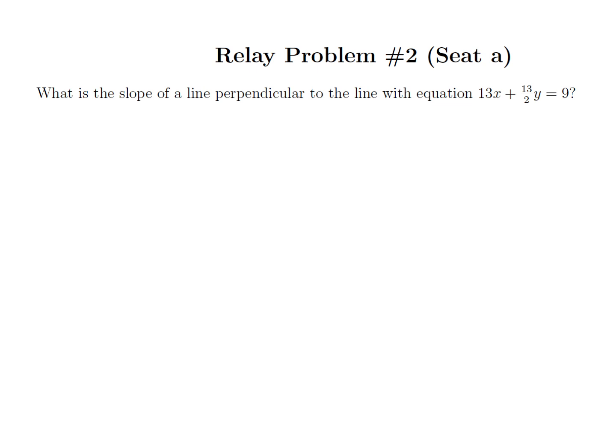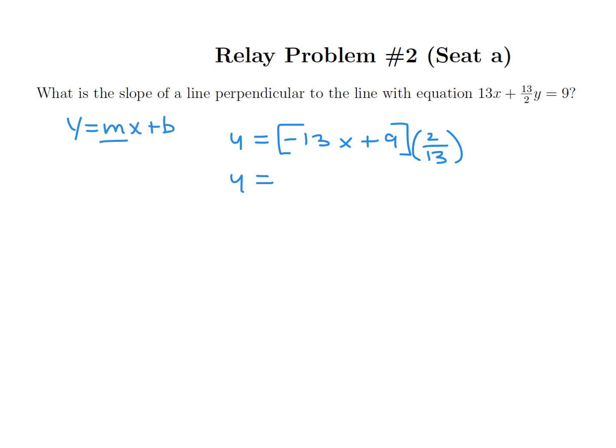What is the slope of a line perpendicular to the line with the equation 13x plus 13 over 2 y is equal to 9? Okay. So y would be minus 13x plus 9, and we've got to multiply the whole thing by 2 over 13. Because we want to get into this form y equals mx plus b, where m would be the slope. So that looks to be like minus 2x plus 18 over 13. Okay, so in this case, the slope is minus 2.